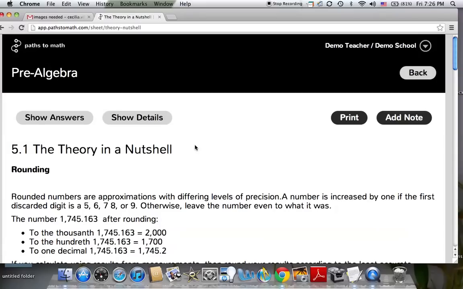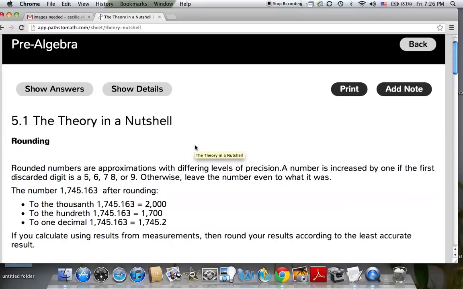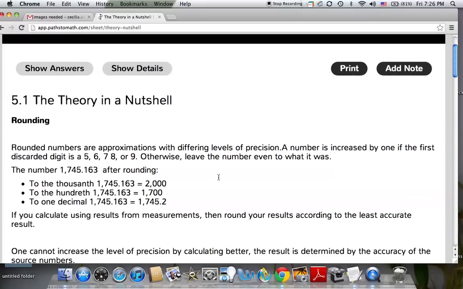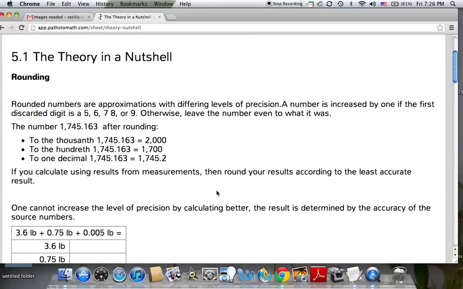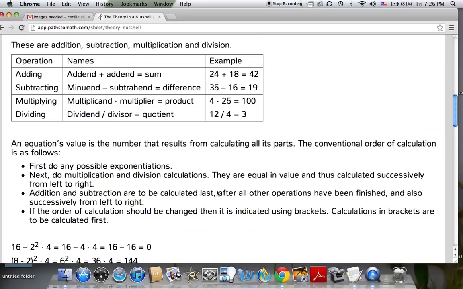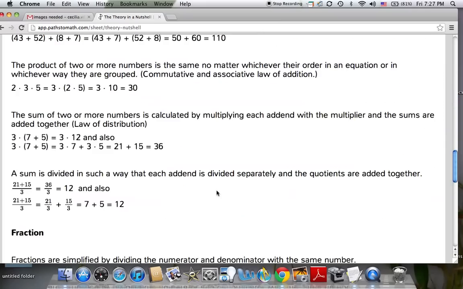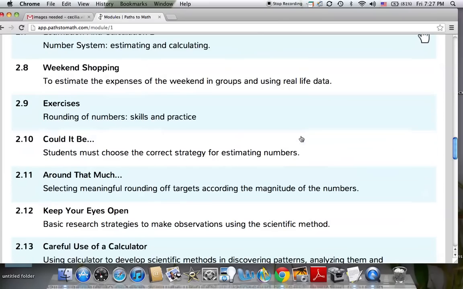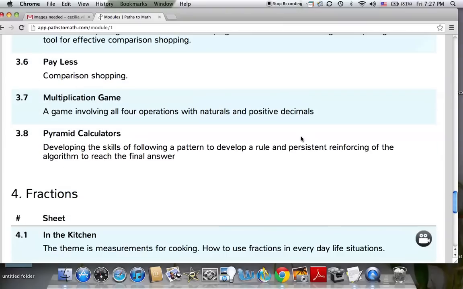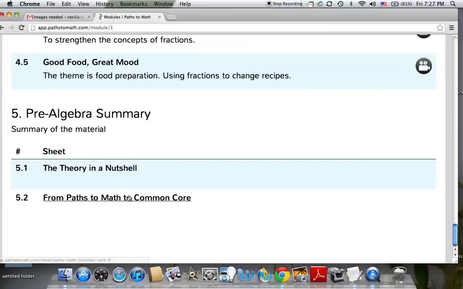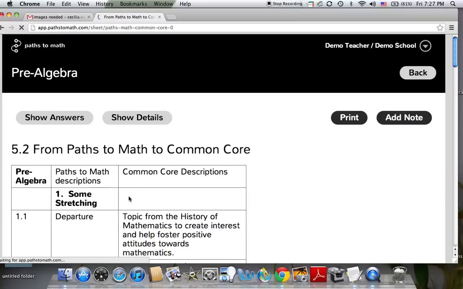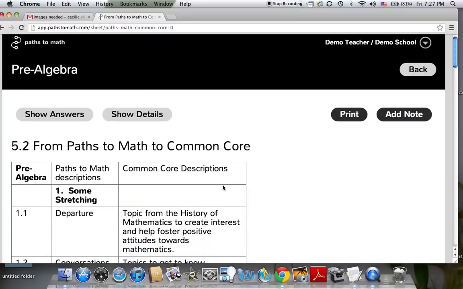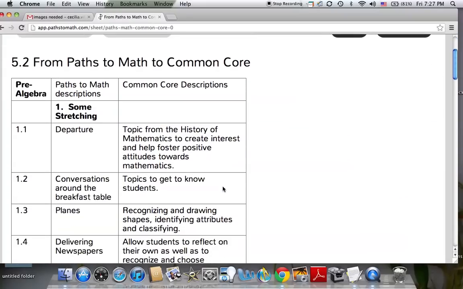The theory in a nutshell in every one of the modules contains the mathematical terms explaining the mathematics the kids are learning in that module. As well, there is a table at the bottom of each one of the chapters in which the teachers can look at the correlations to the Common Core standards and the mathematical teaching practices.